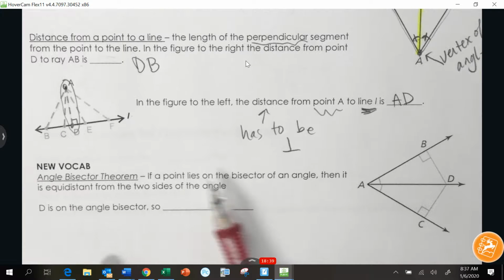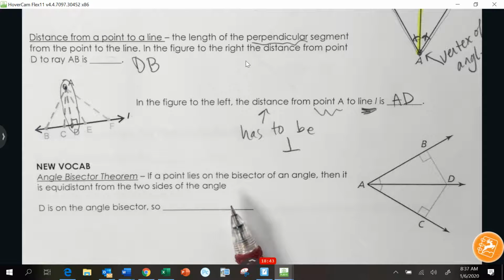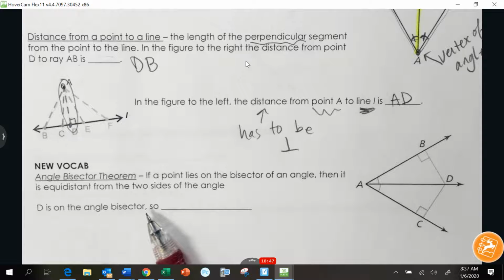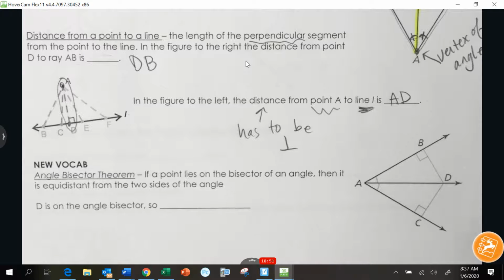Here's new vocab, angle bisector theorem. If a point lies on the bisector of an angle, it's equidistant from the two sides of the angle. D is on the angle bisector, so what is congruent to what?